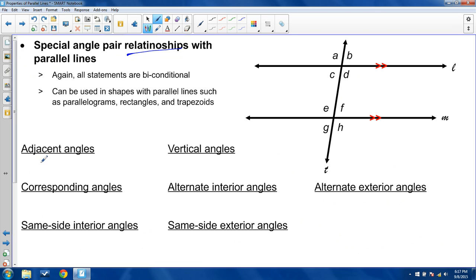So adjacent angles, nothing too specific about them, since they're not always congruent or always supplementary, but they can form linear pairs, potentially, if they add to 180. Vertical angles are congruent. Corresponding angles are congruent. Alternate interior angles are congruent. Alternate exterior angles are congruent. Same side interior angles are supplementary. And same side exterior angles are supplementary.